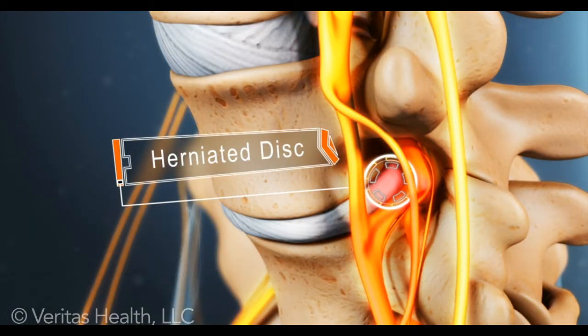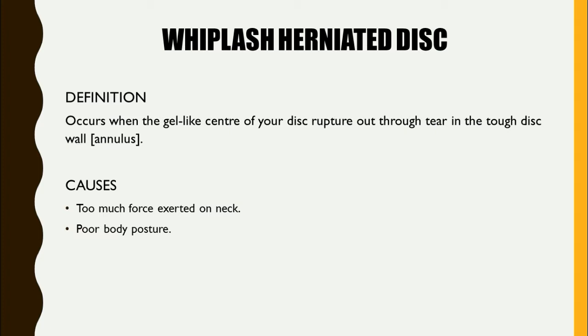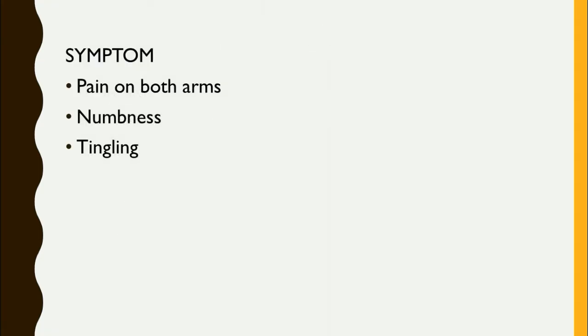Next is whiplash herniated disc. Whiplash herniated disc, or WHD, occurs when the gel-like center of your disc ruptures out through a tear in the tough disc wall called the annulus. The causes of WHD are too much force exerted on the neck and poor body posture. The symptoms of whiplash-associated disorder are edema, hemorrhage, and inflammation.